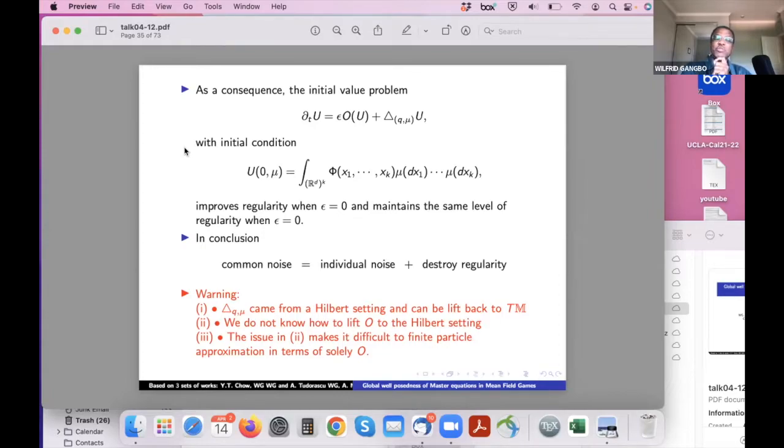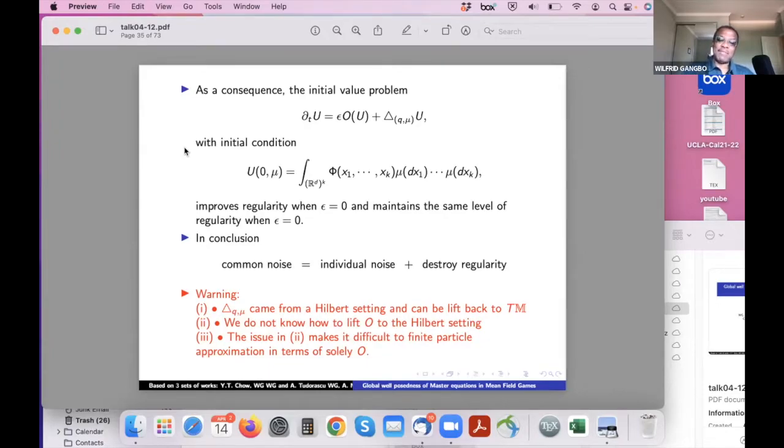So I would like to warn you that when I was deriving the partial Laplacian on the Wasserstein space, I was able to get it from an operator in the Hilbert setting. So I can go from the Hilbert setting to the Wasserstein space and go from the Wasserstein space to the Hilbert setting. However, when I separate the partial Laplacian into two operators, one of them being O, we don't know how to lift O to the Hilbert setting. The fact that we don't know how to lift O to the Hilbert setting makes it difficult to use a finite particle approximation in an equation which depends only on O.